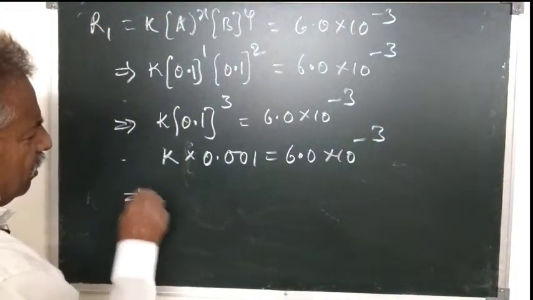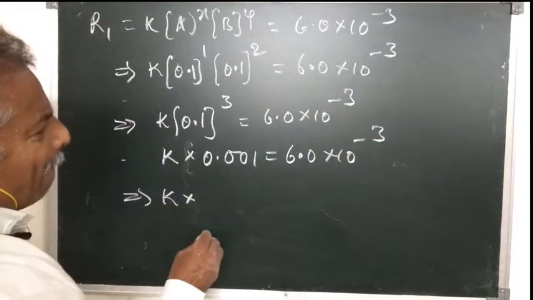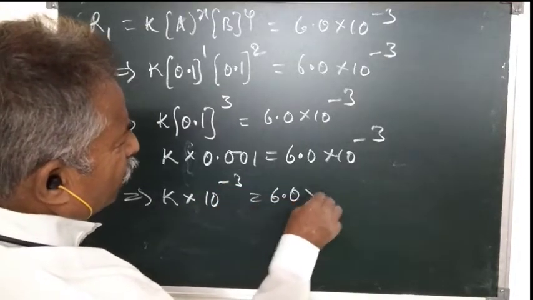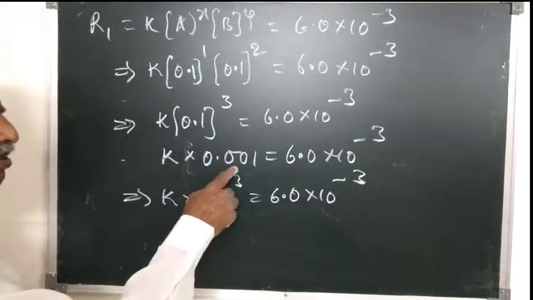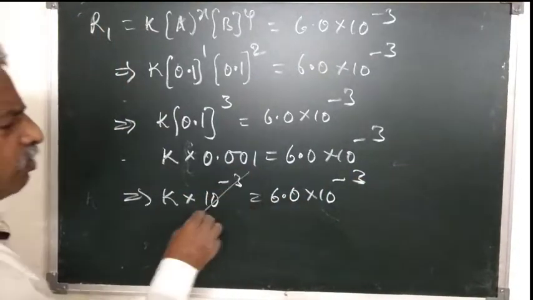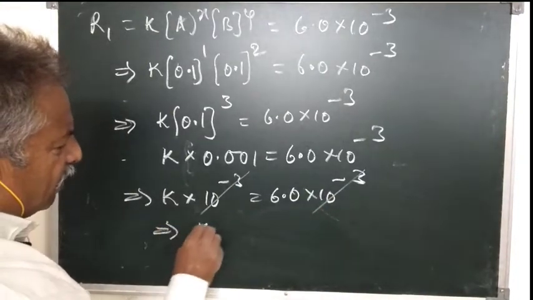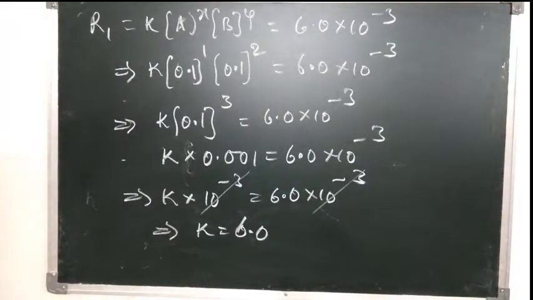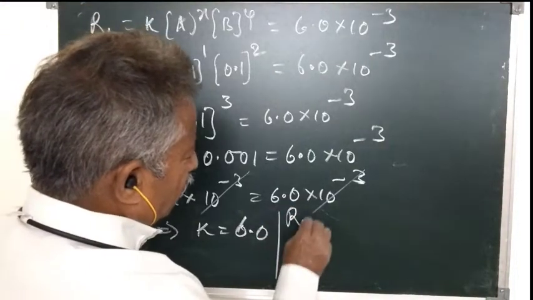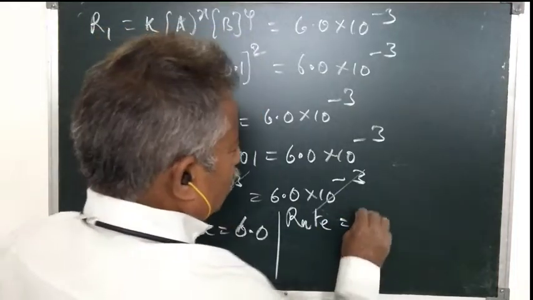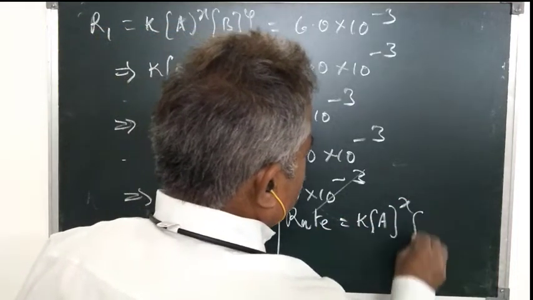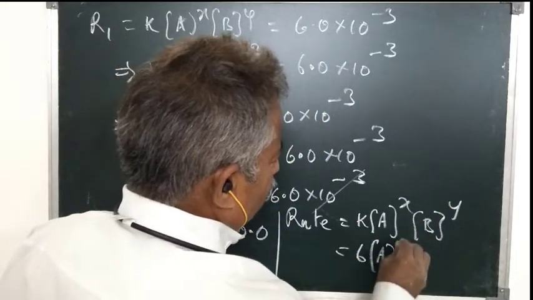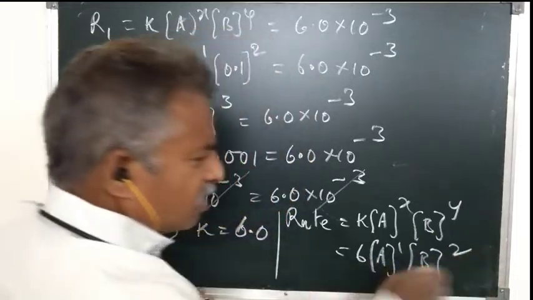This is nothing but K into 10 to the power minus 3 is equal to 6.0 into 10 to the power minus 3. 0.001 can be written as 10 to the power minus 3. 10 to the power minus 3 get cancelled, implies K equal to 6.0. Now what is rate law? Now rate equal to K into A to the power x into B to the power y. Now let us apply, rate equal to 6 into A to the power 1 into B square. So this is the rate law.